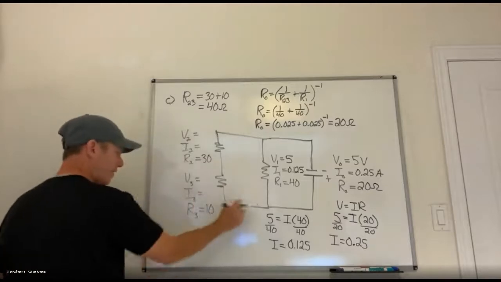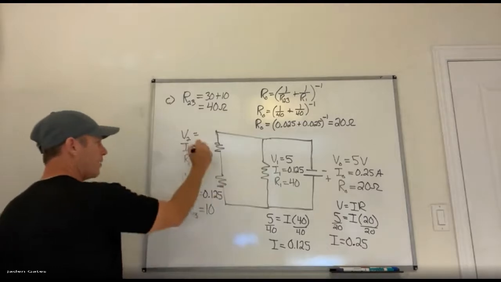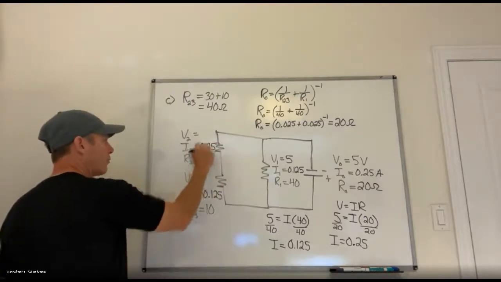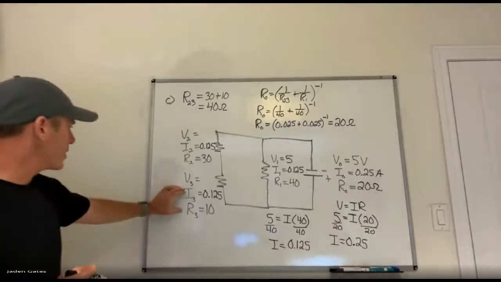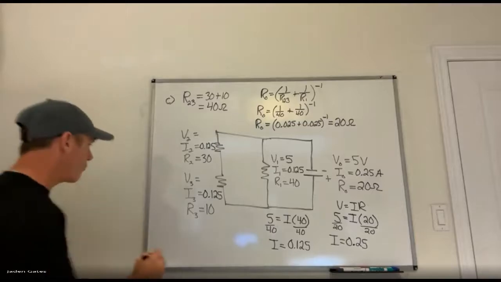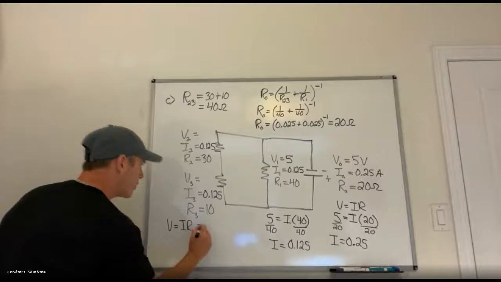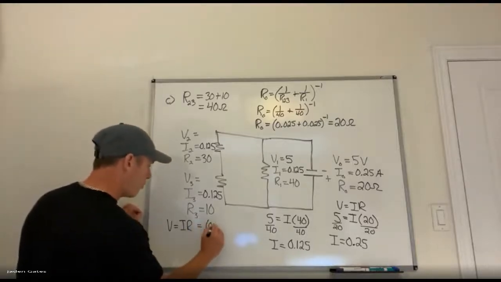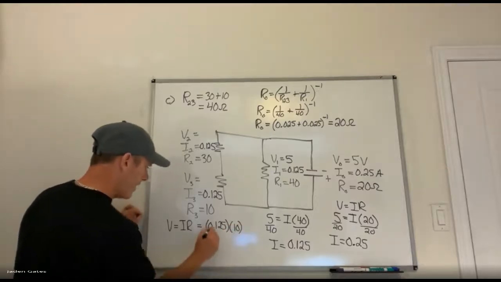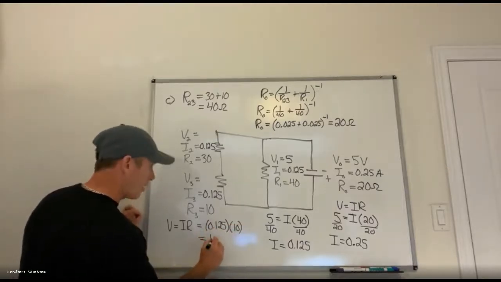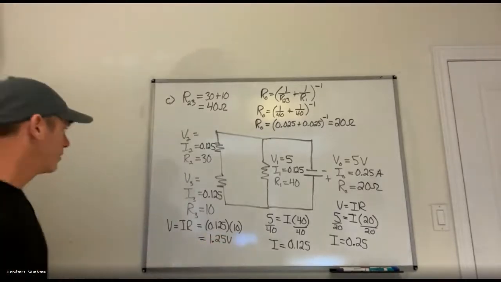So if 0.125 go through resistor number 3, well then 0.125 have to go through resistor number 2. And now finally, look at this. We got 2 out of 3, 2 out of 3. So for both of them, I'm going to use V equals IR, Ohm's law, where our voltage, in this case, I'm going to have 0.125 times 10. And so I'm just going to move the decimal place here. I'm going to use up 1.25 volts.